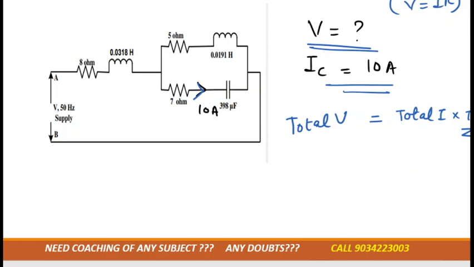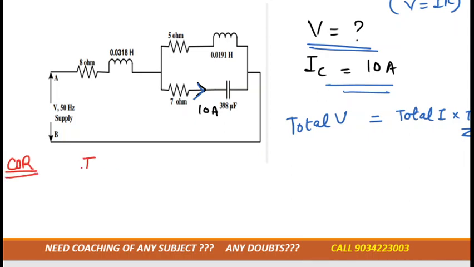We need to calculate V is equal to I multiplied by Z. So now our question is, how can we calculate the total current? Because for this we need total current, but they didn't give the total current. They gave the value of current which is flowing across the capacitor, right? So for this, I think you know about the current division rule, that is CDR.